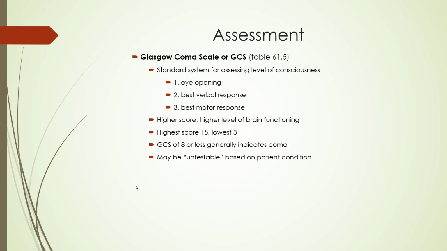Okay, we often use the Glasgow Coma Scale, or the GCS, to assess level of consciousness. Please review the table 61.5 in your textbook, but it is a standard system for assessing level of consciousness. There are three components: eye opening, verbal response, and motor response. The higher the score, the higher the level of brain function. The highest score is 15. We would love for every patient to be at 15. The lowest is 3, so that would only be 1 point per item.